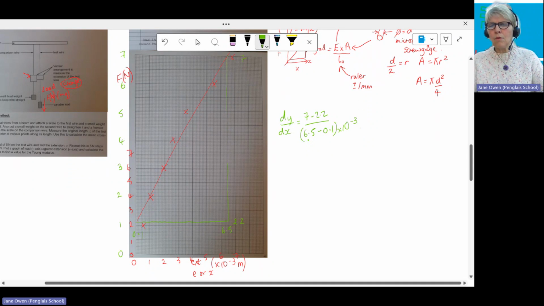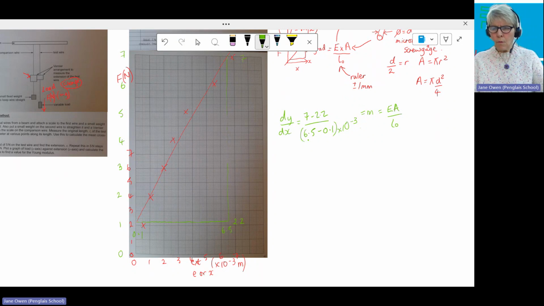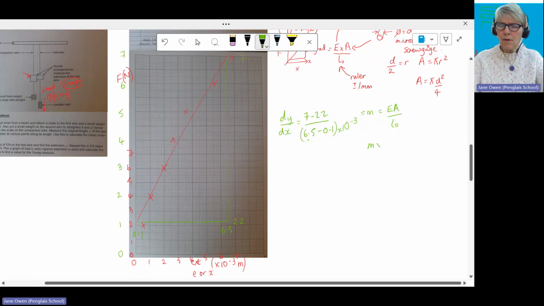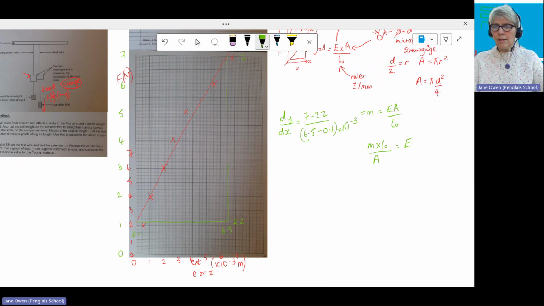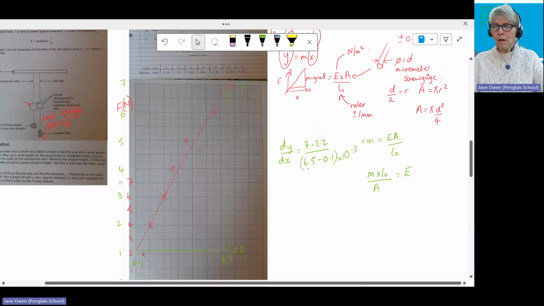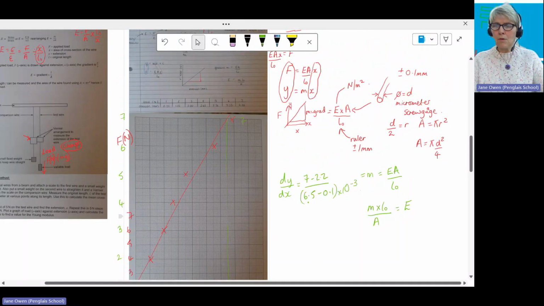Okay, so once you've got your value of your gradient, m, that will be equal to EA over L naught. So you've measured your diameter, you've calculated your cross-sectional area, you've measured your length. So now we can rearrange this. M times L naught over cross-sectional area gives you the Young's modulus. And provided that you've converted everything so that, for example, your micrometer screw gauge gives you a reading of plus or minus 0.1 millimeters.